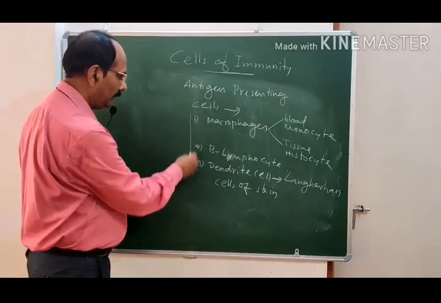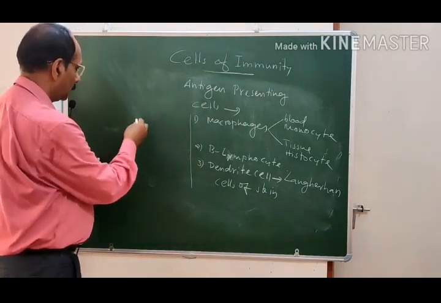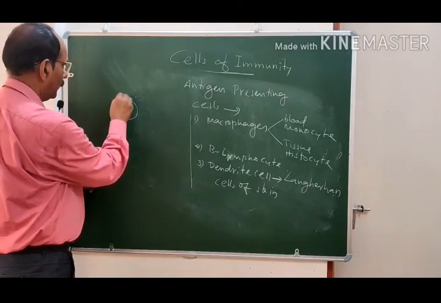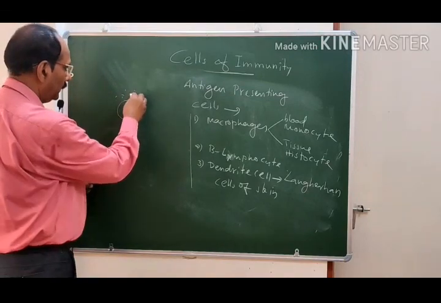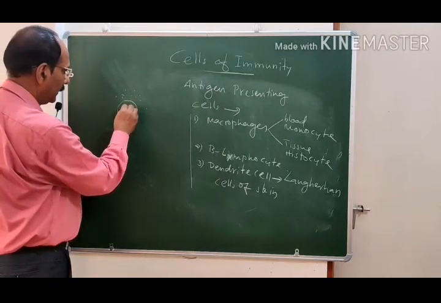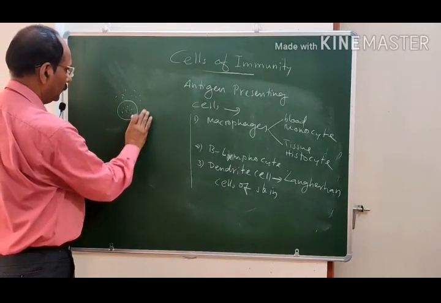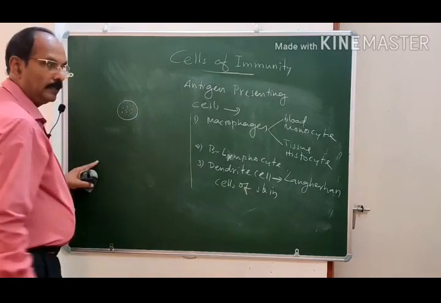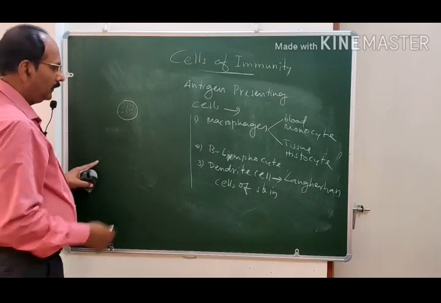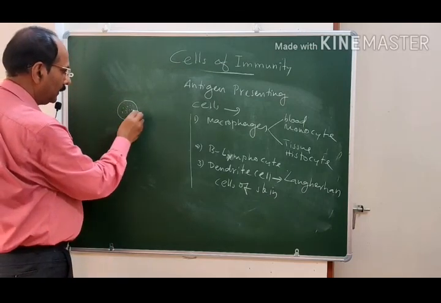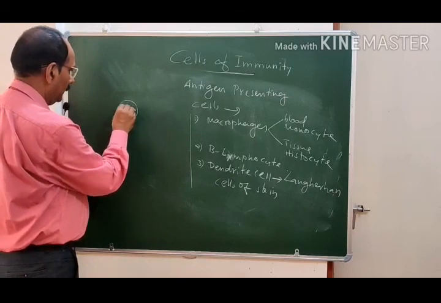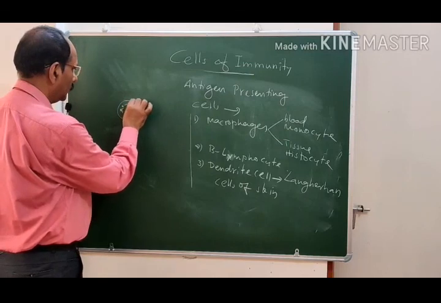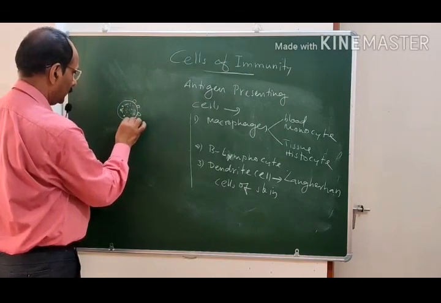Why are they called antigen presenting cells? Suppose this is the macrophage, and here is the bacteria or foreign body, virus, etc. All the bacteria, viruses or foreign bodies will be taken inside. So the antigen is not present outside now. Then this cell separates the antigen from the microorganism, and the antigen is presented on the outer surface of the cell.